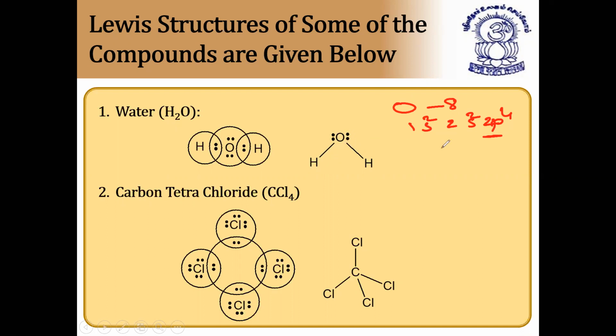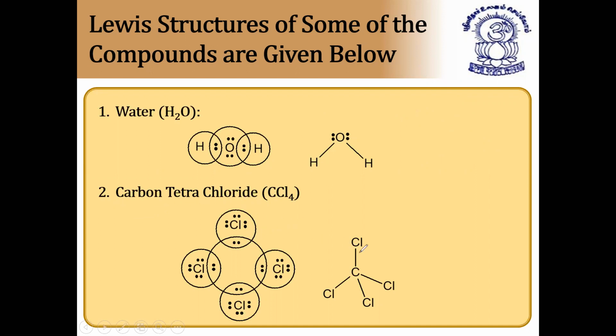And hydrogen, if you take hydrogen, its atomic number is 1, so its configuration is 1s1. So this hydrogen requires 1 electron, and this hydrogen also requires 1 electron. So on the whole, they share with oxygen and finally form the water molecule.